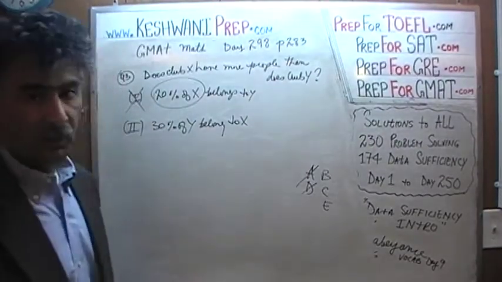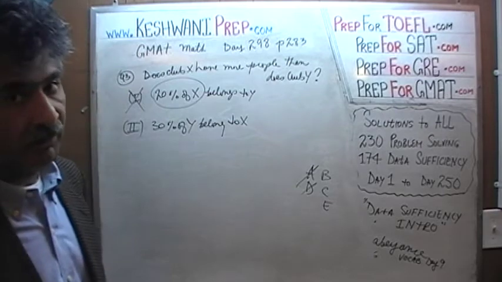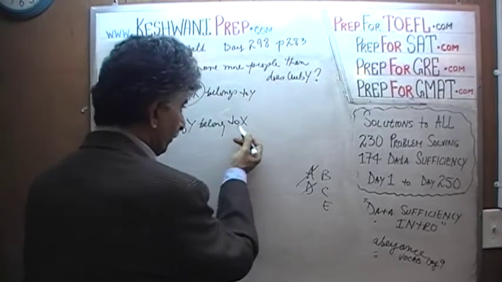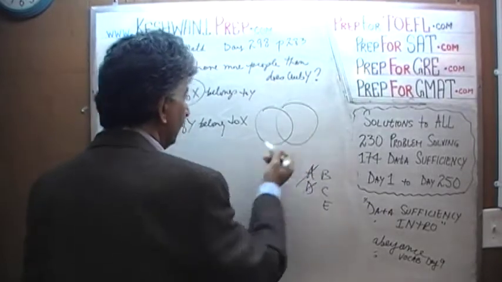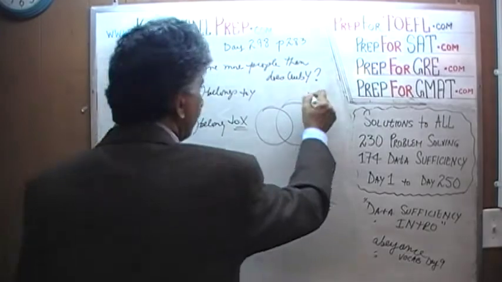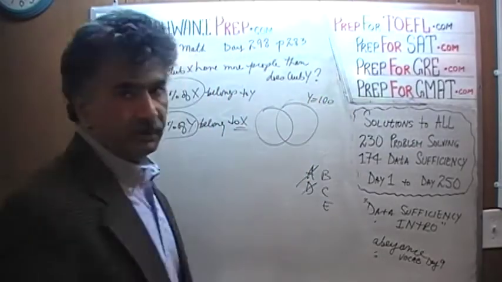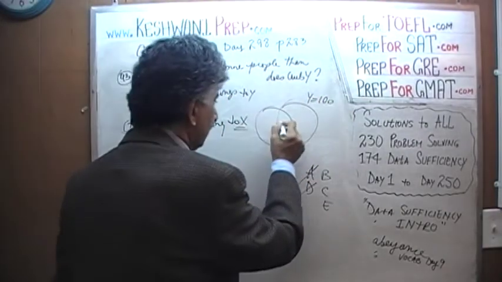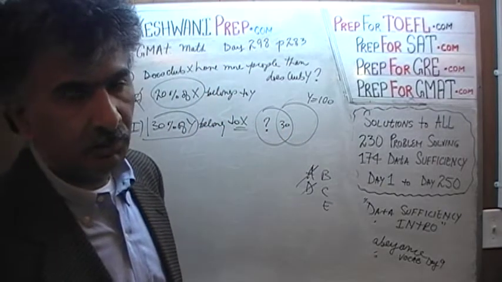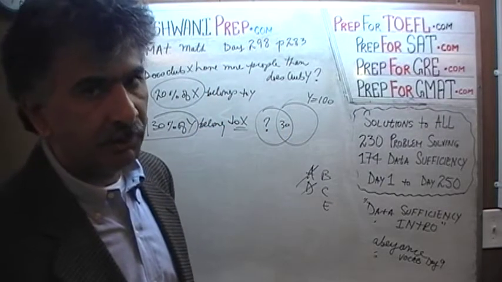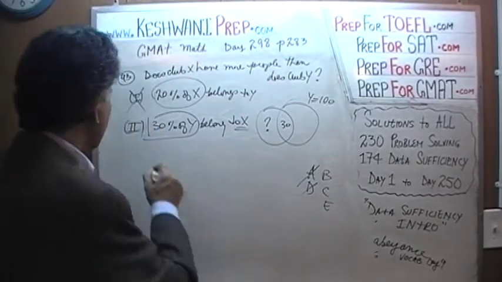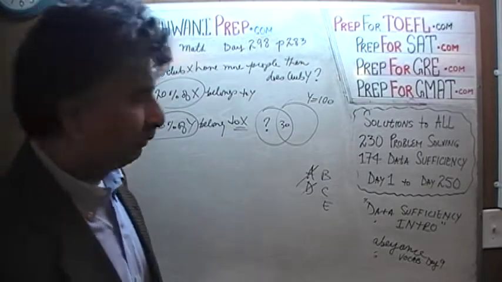Again, simply knowing that 30% of the people of Y belong to X does not tell us exactly which club has more members, because all we know is that here's our X, here's our Y, 30% of Y belongs to X. So if we were going to pretend that Y is 100, then we know that 30 is the common part here. Again, we do not know how many people belong only to X. And until we find out how many people belong only to X, we cannot tell which club has more members. The second statement by itself was also no good.